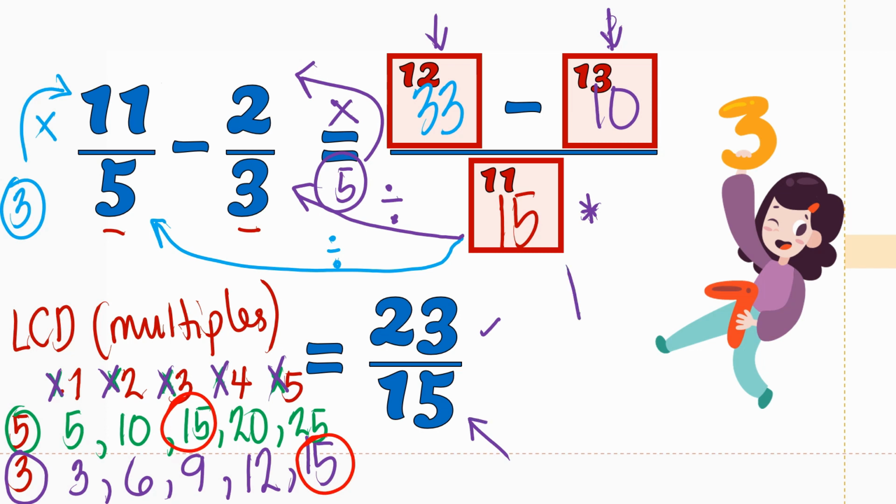Then, as much as possible, you have to get the lowest term. Now, in this case, 23 out of 15 to, you cannot get a lowest term of 23 and 15. You cannot divide both numbers by 2 or by 3 or by 4 or by so on and so forth. So, that is your final answer.